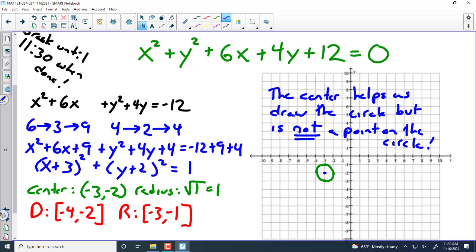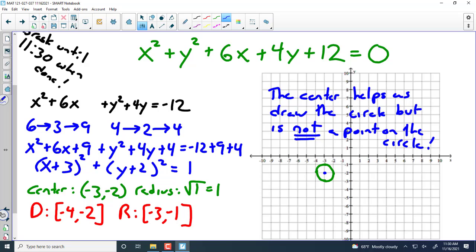So class, if we complete the square on this circle, we can find that the center is at -3, -2. And we get a 1 on the other side, and that means that that's the radius squared. So the radius is just 1, because the square root of 1 is 1. So it's a very tiny circle. And then if you sketch that little circle, you can see that the domain is -4 to -2, and the range is -3 to -1. And it is false that the center is actually a point on the circle.